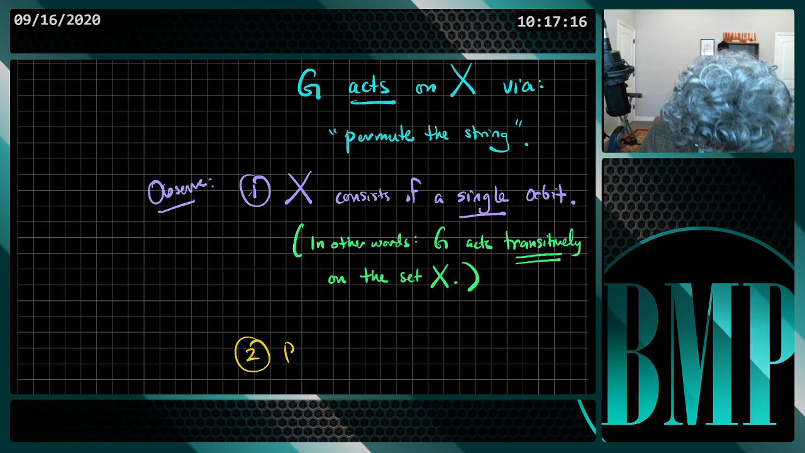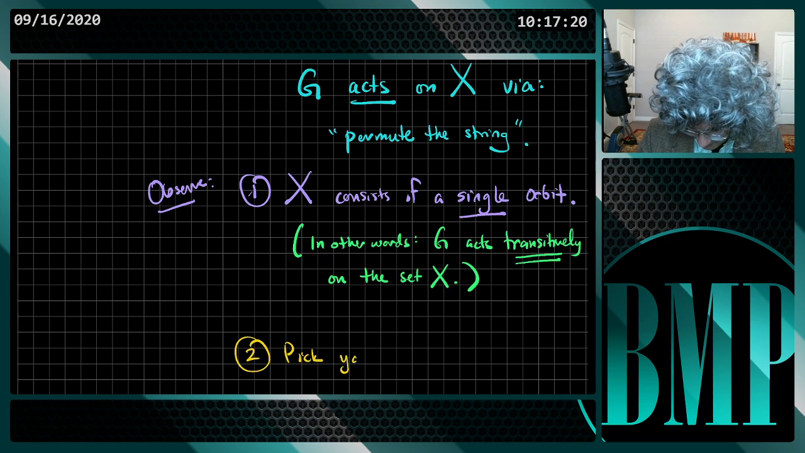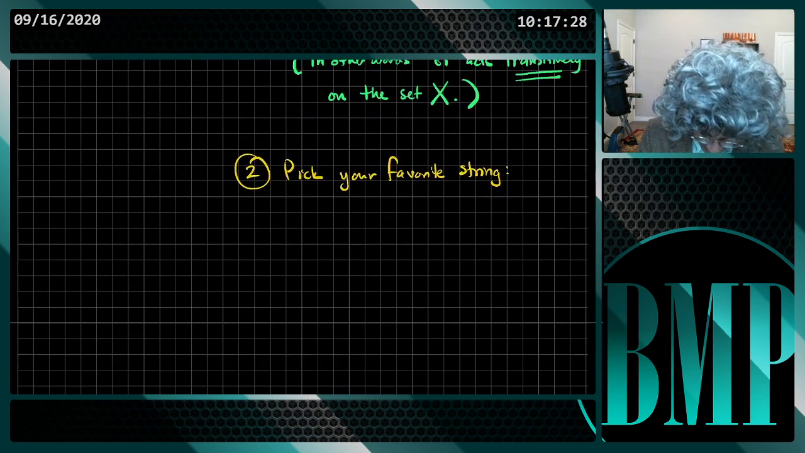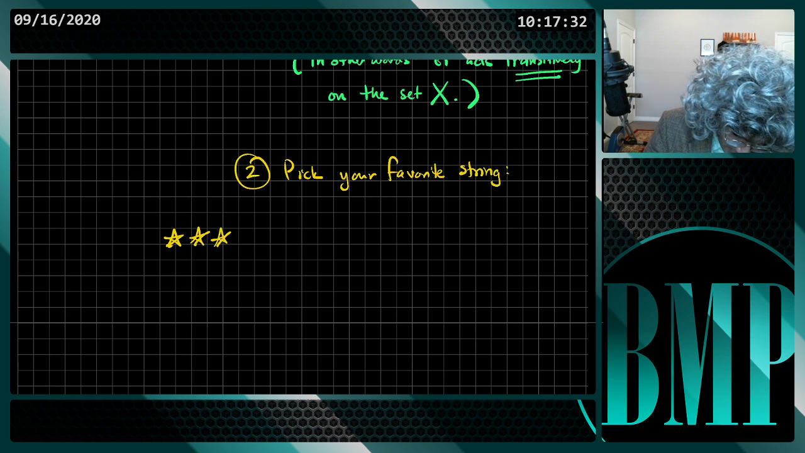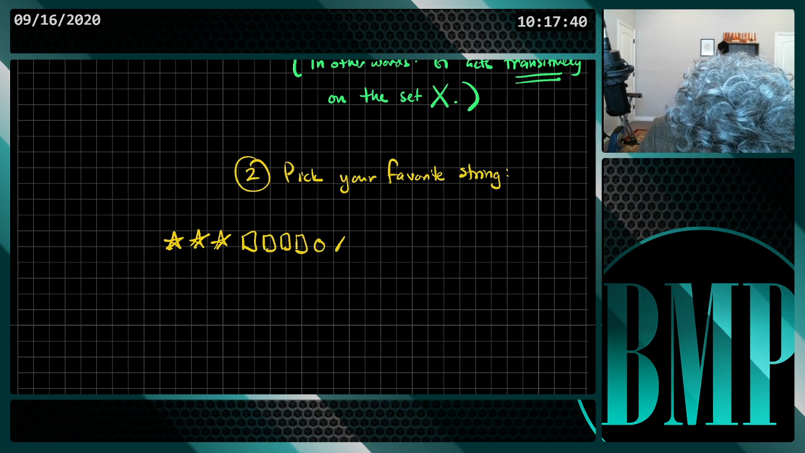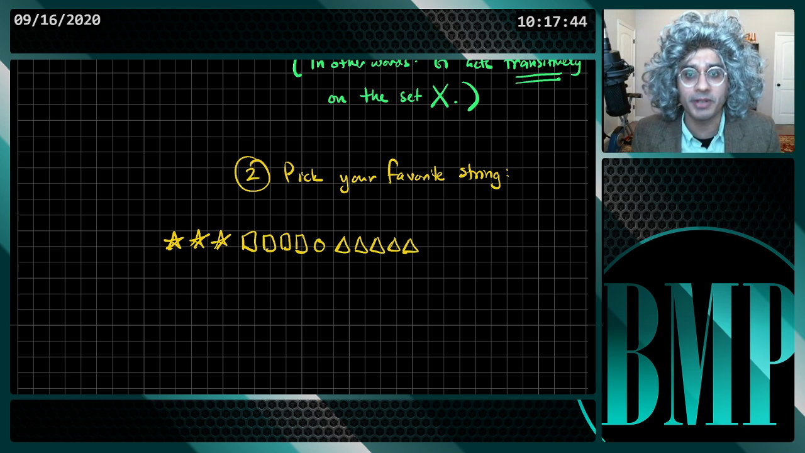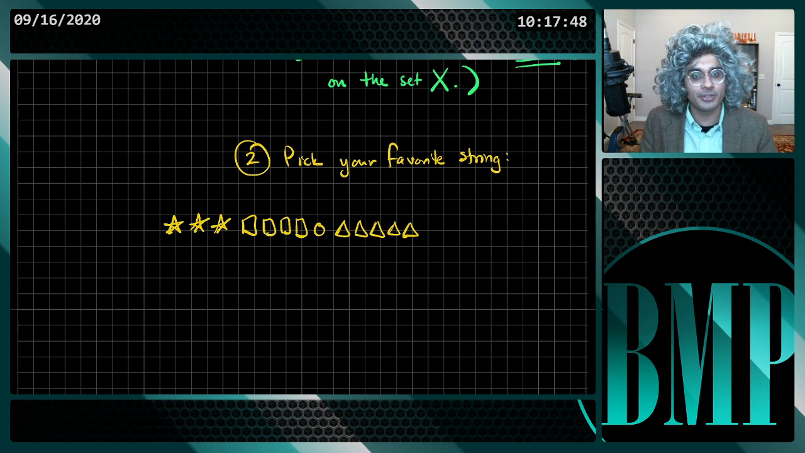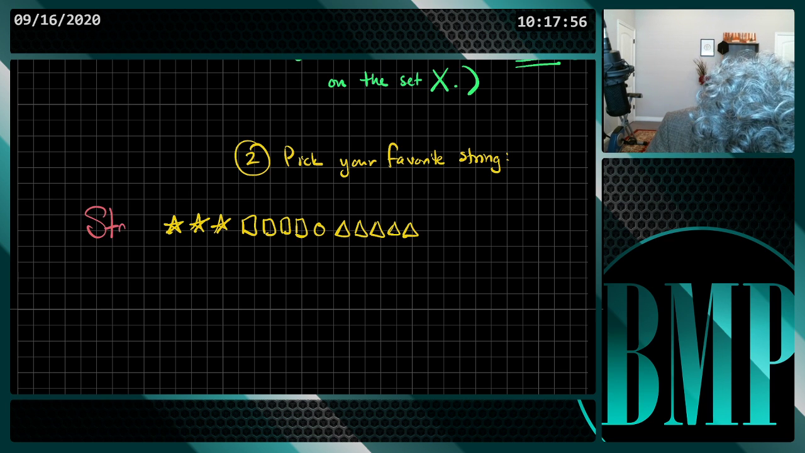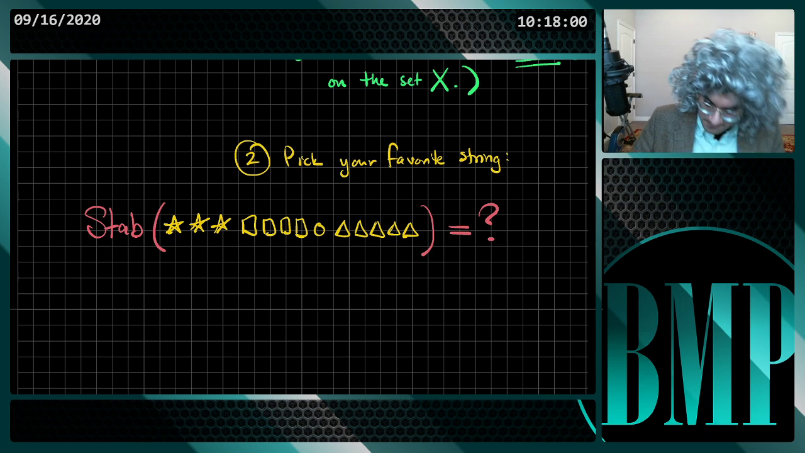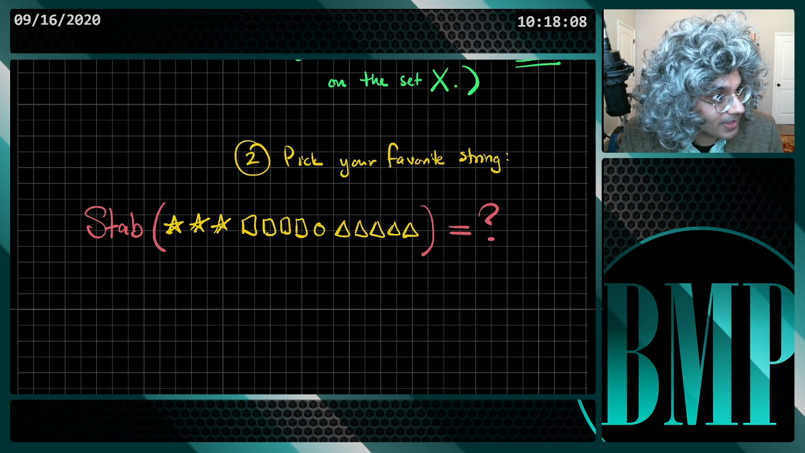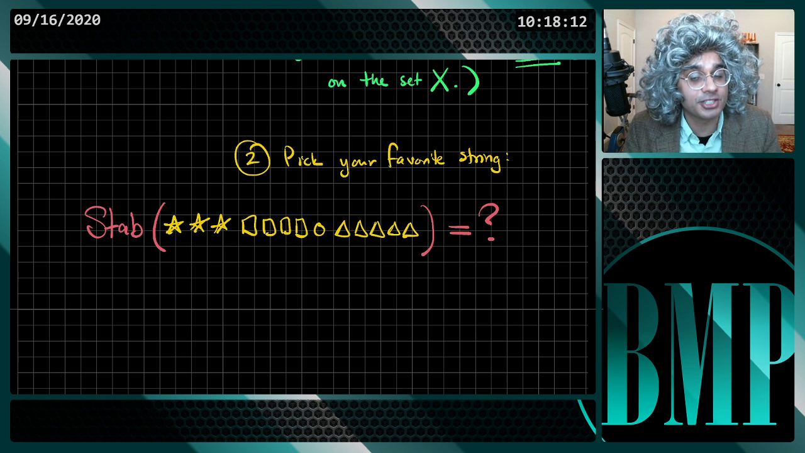Number two. Pick your favorite string. For example, this one. How many squares were there? Just put them all next to each other. Okay, this one, the stupid string, the one that's cleanest. Pick your favorite string and ask, what is the stabilizer? Which permutations maintain this string?